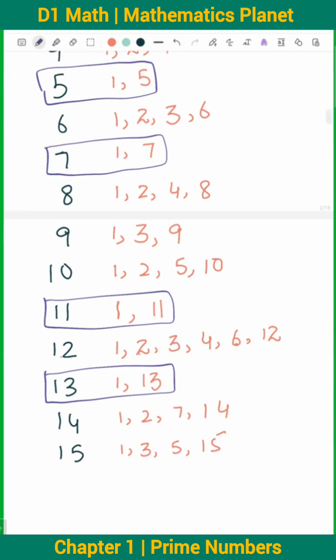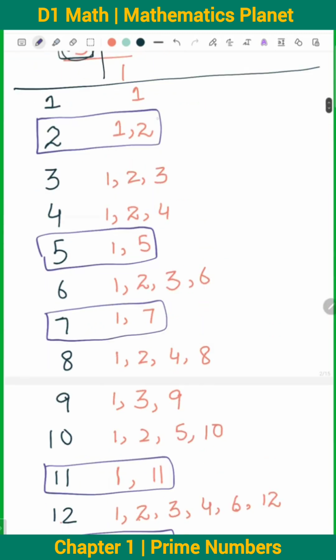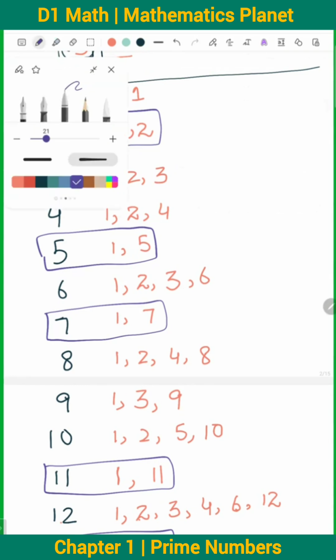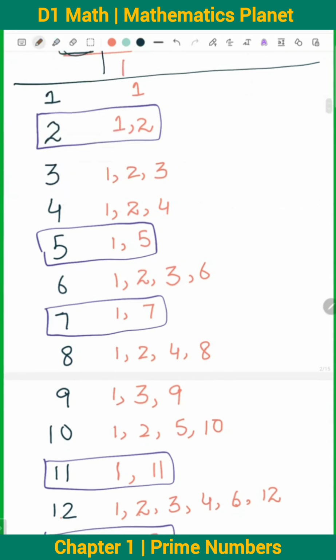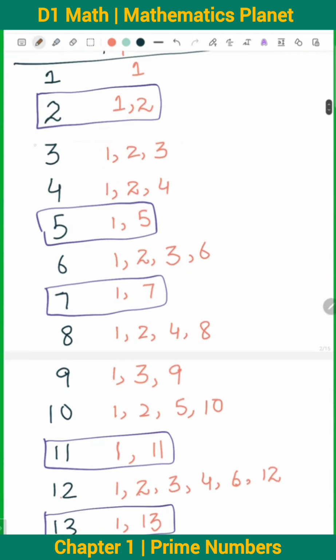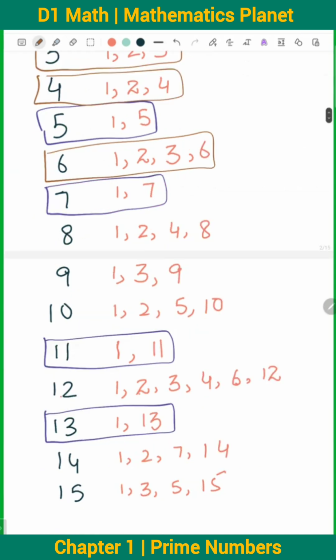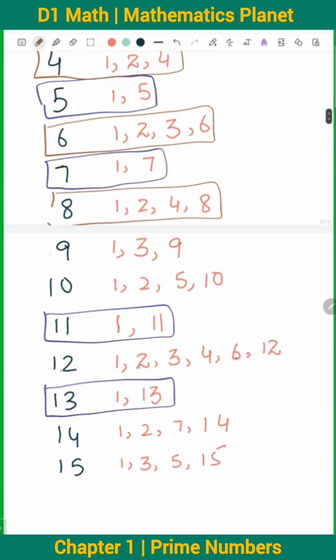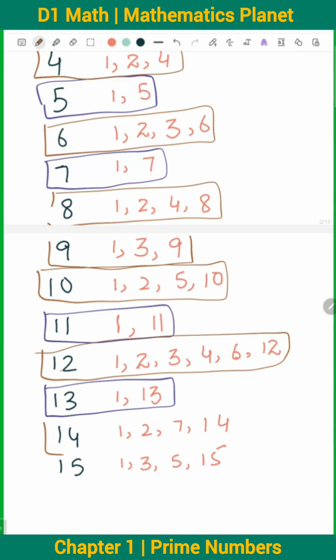So I have marked the prime numbers with a purple box. Now I'm taking another color. I will take brown color and I'm going to mark the numbers which have more than two factors, and they will be composite numbers. They are 3, 4, 6, 8, 9, 10, 12, 14, 15.